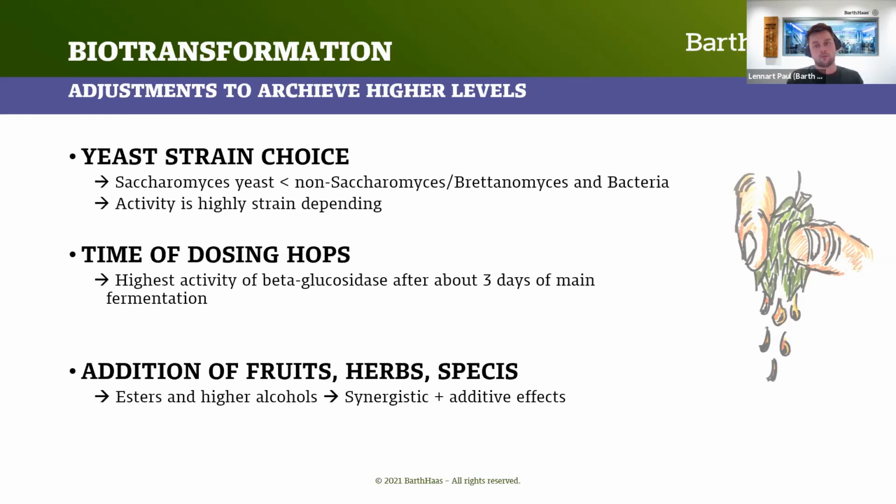And as I said before, or showed you before, other fruits, herbs, and spices like mango, pineapple, or coriander consist of different esters and higher alcohols, and via the synergistic and additive effects, you will reach the threshold sooner, lower the threshold, and then you will have a higher impact on your flavor.